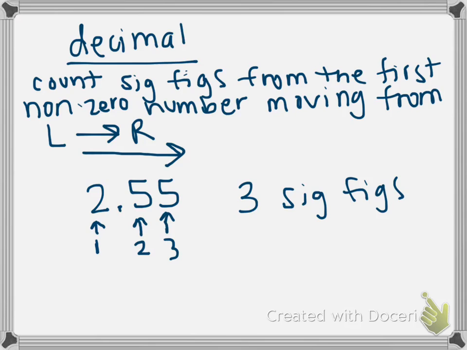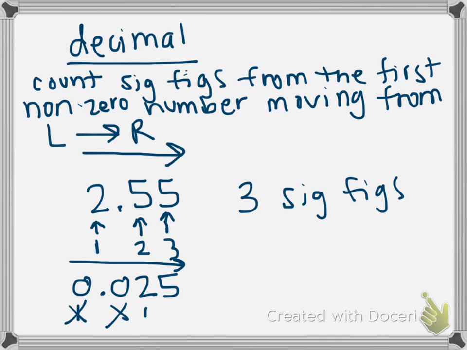Alright, I'm going to give you another example. So this number is going to be 0.025. Okay, I start counting from left to right again. But I start counting at the first non-zero number. So this is a 0, so I don't count that. This one's a 0, so I don't count that. I start counting at the first non-zero number, which is 2, and I count until I'm done. So this number has 2 sig figs.